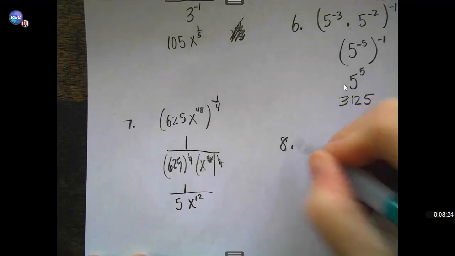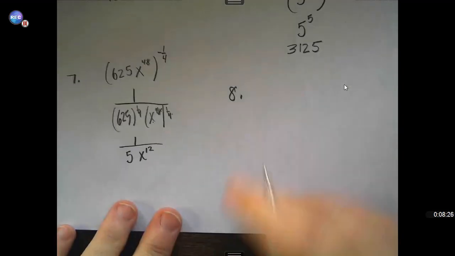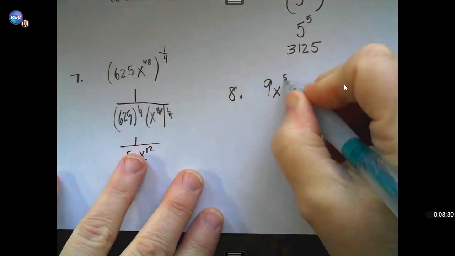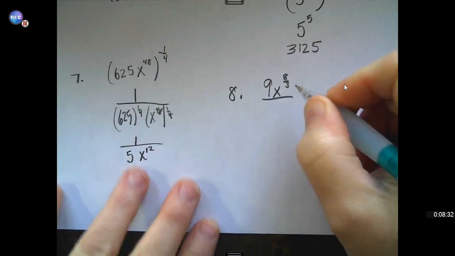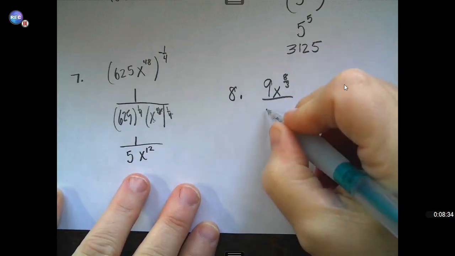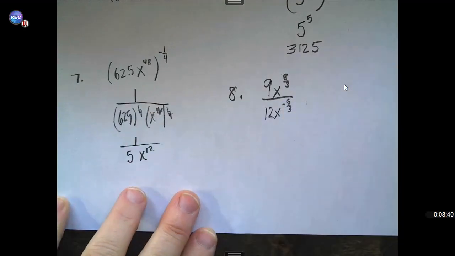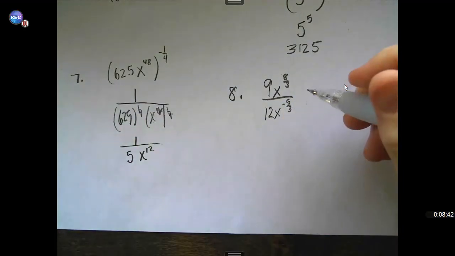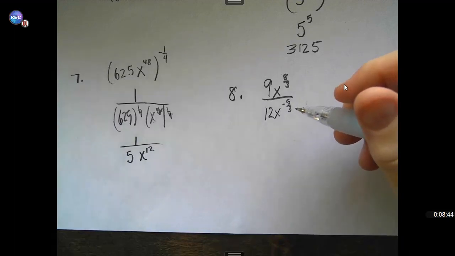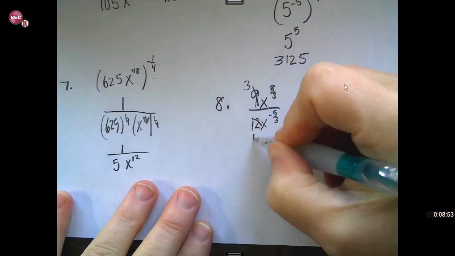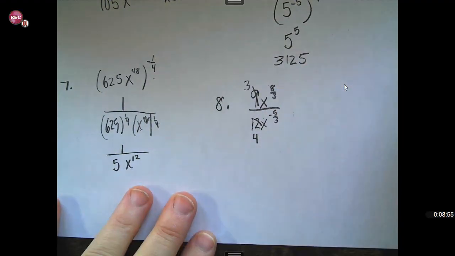Okay. Number 8 has 9x to the 8/3. Where did I come up with these numbers? And 12x to the negative 5/3. So the 9 and the 12 are not being raised to that power, just the x's are. And so I would simplify the 9 and the 12 separately, divide them both by 3. I'm going to have 3 in the numerator, 4 in the denominator.